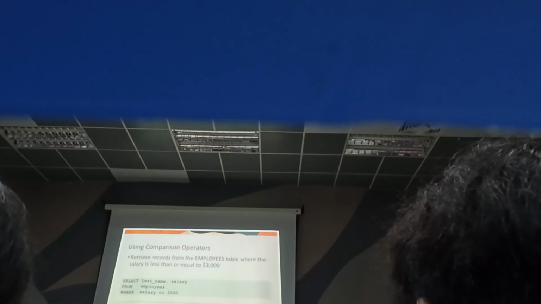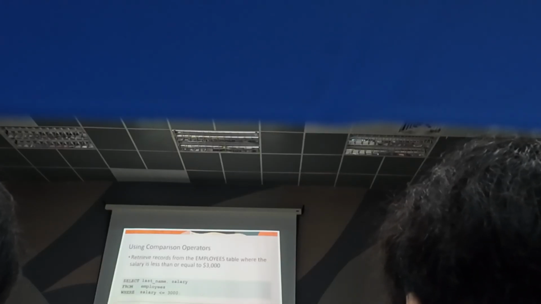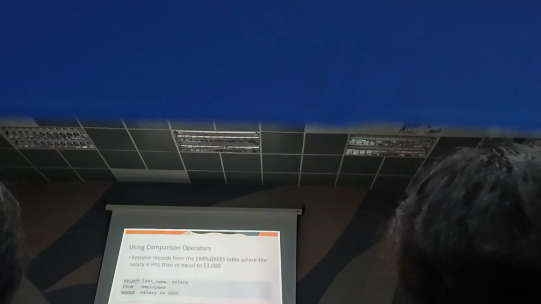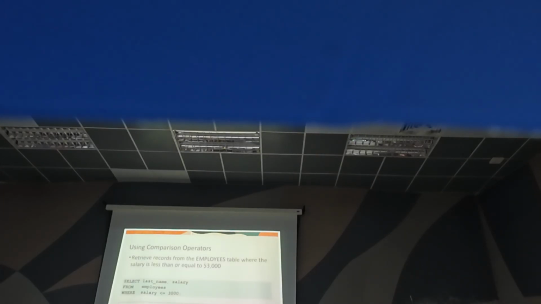Let's say I want to see which employees receive salary less than or equal to 3,000. Here we wrote $3,000, but in our database we don't put the dollar sign or RM. You know why? Because if you put a dollar sign or RM, it becomes a string, it becomes text. If you want to keep it numeric, you just put the figure 3,000.